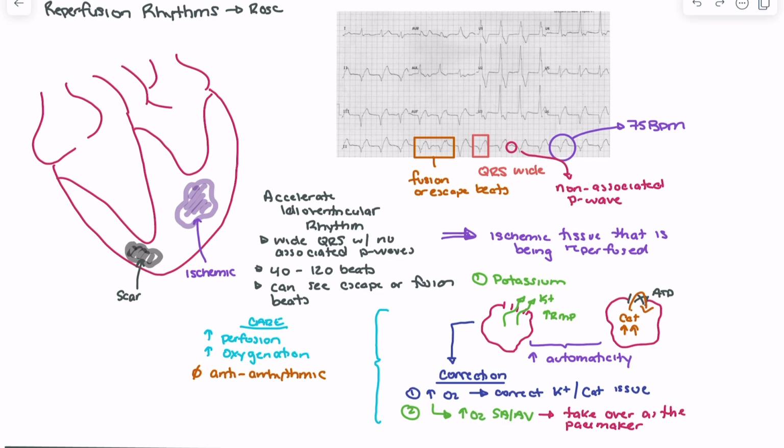Finally, you can look at cardioversion of these patients, and generally it's not indicated. If it's non-malignant and self-limiting, often we're not cardioverting these patients because it's going to result in correction on its own.